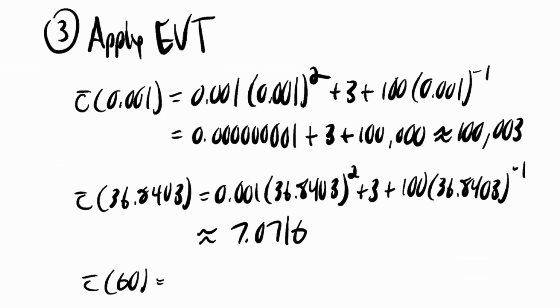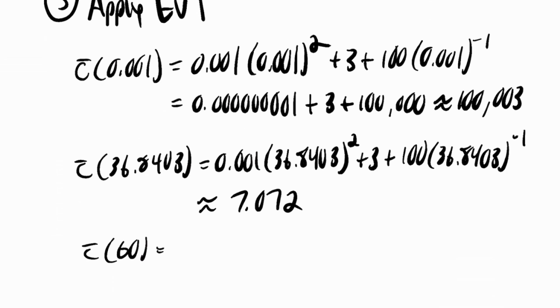This is in thousands of dollars, so let's say it's 7.072, because it's in thousands of dollars. We'll round to the nearest dollar. That's fine. So far, this is a lot lower than 100,000, right?